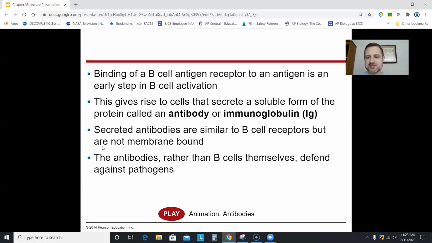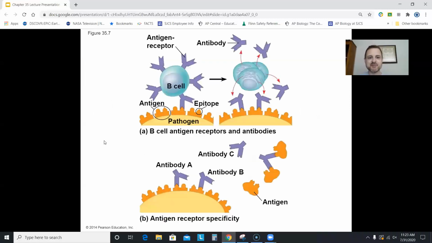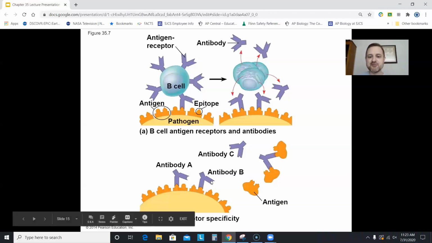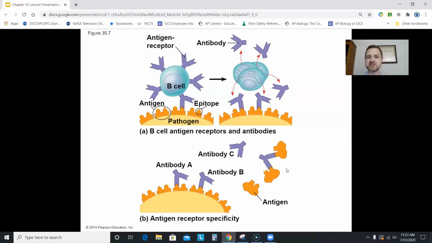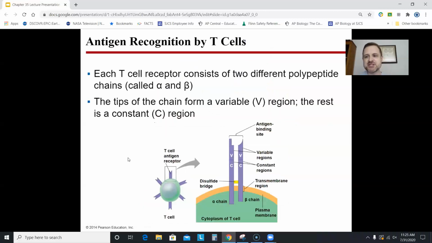If you need to go back and watch the last 5 minutes again, do that because it's about to get even more complicated. So this just shows I have a B cell, it attached to an antigen. Here's the epitope where it actually attaches. It activates, it gives off the antibodies, which would go out and attach to other antigens or other types of the same antigen. So now let's transition to T cells.